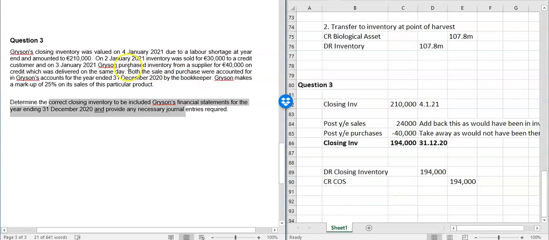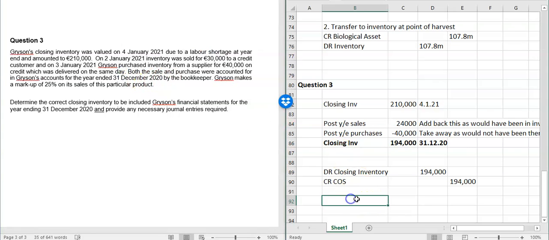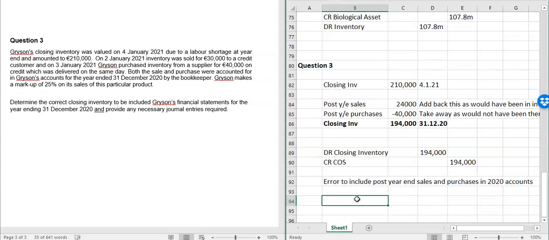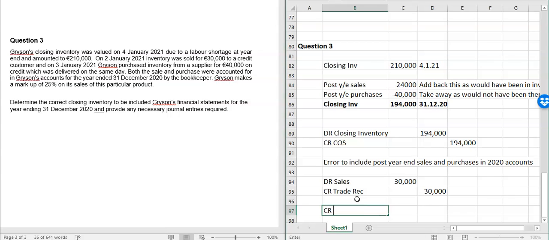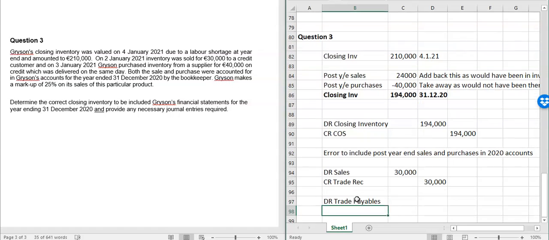The other thing we're told is that this sale and purchase, which was after the year end, was recorded in the accounts for the year end, and that's not correct. It's an error to include post-year end sales and purchases in the 2020 accounts. So you need to reverse them. That's something a lot of students might have picked up on. So you need to debit sales 30,000 and credit trade receivables, because we sold on credit, 30,000. You also need to debit trade payables 40,000, because it was bought on credit. You're reducing trade payables, debiting a liability.